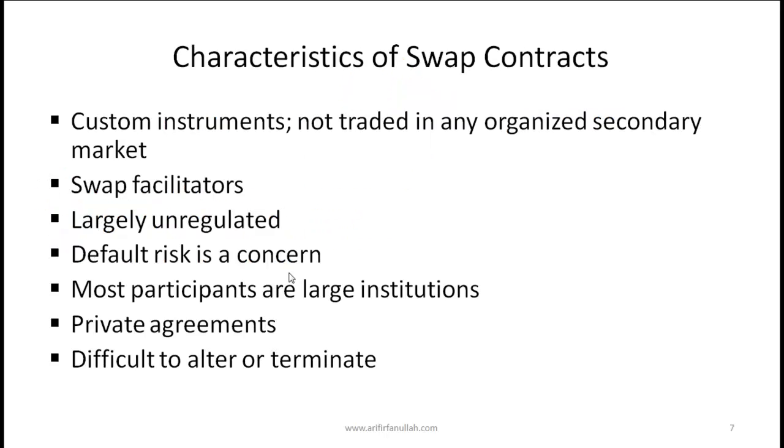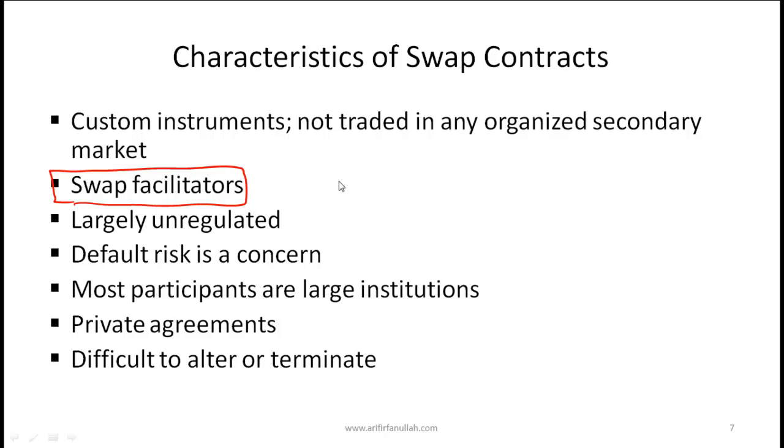Now that you've understood the most basic kind of swap, let's understand some characteristics of swap contracts. Swap contracts are custom instruments and they are not traded in an organized secondary market. If you want to get into a swap contract, you go to an entity called a swap facilitator who might either find a counterparty for you or might take the opposite position from you. Swap facilitators would typically be financial institutions. In Pakistan, the authorized derivative dealers can take a counterparty position.